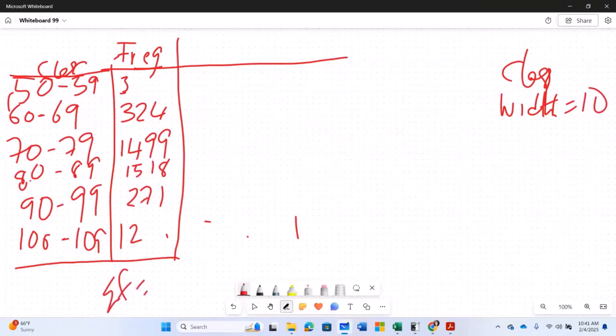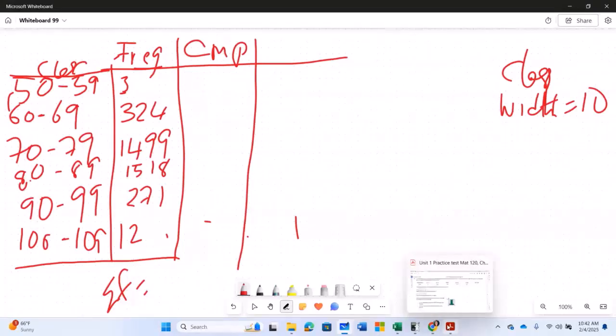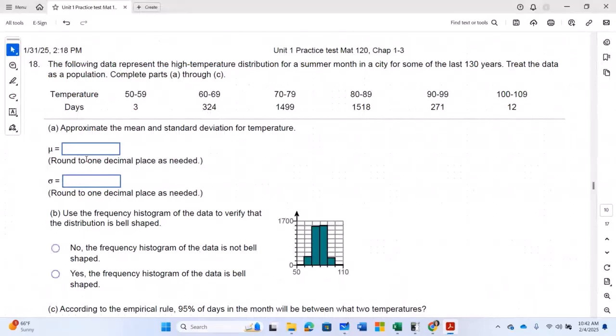The next thing will be find the total frequency. You can just do it with your calculator. And the next thing will be find the class midpoint. Whether you're told to find the class midpoint or not, you should be able to find it, because the question wants you to find the mean and standard deviation, and also draw a histogram and so on. It says use the frequency histogram of the data to verify the distribution is bell-shaped.